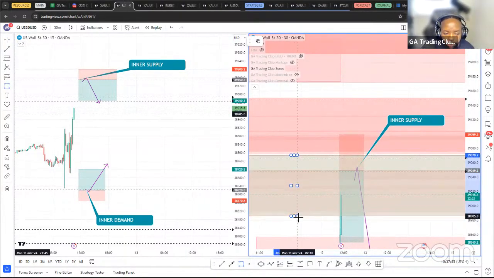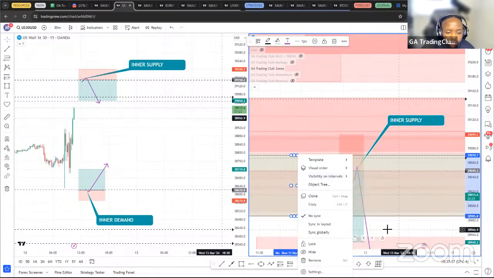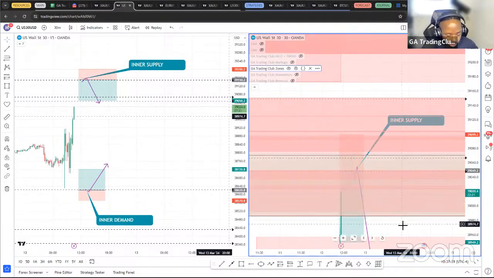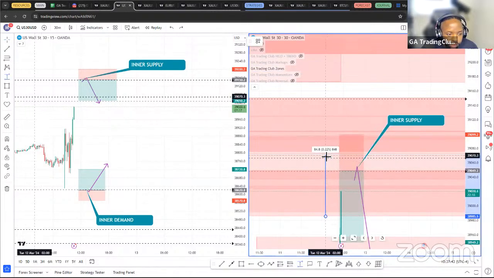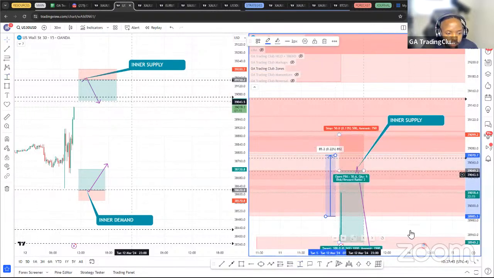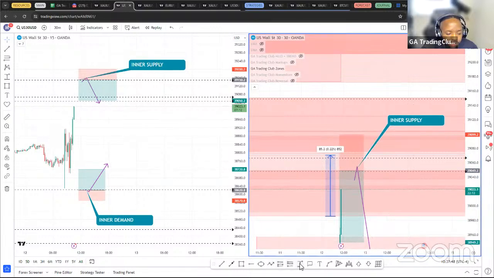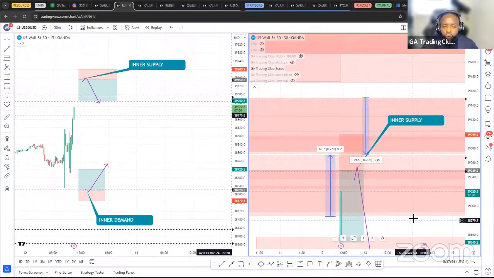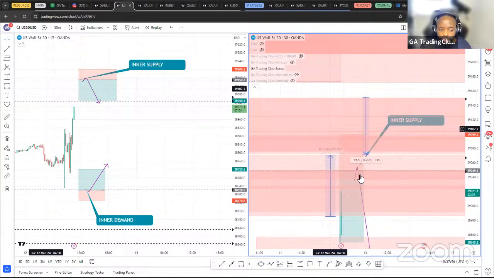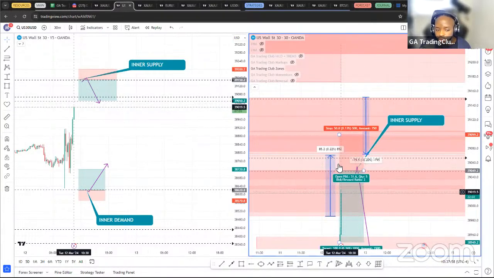We have set one. Actually, let me use this. We have the first set. The first set of sellers is between that zone. The next set of sellers is there. So we are going with the first set. Inside the first set, the most optimal area to sell is here.